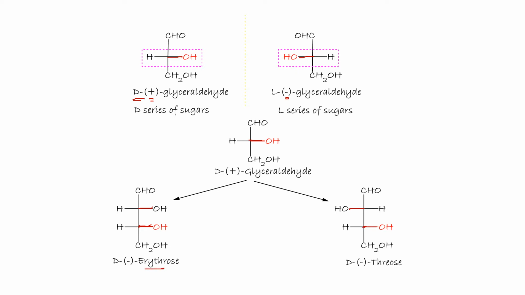But erythrose is levorotatory, while threose again is levorotatory. Well, so the D family, now we know, doesn't tell you whether it's rotating the plane of polarized light levo or dextro. D only indicates that the last secondary alcohol OH is on the right. That's it.